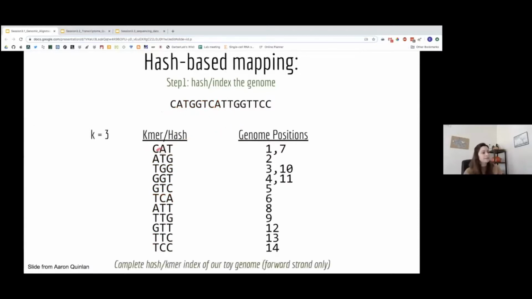But as you can see, whenever you reach a word that is repeated, so for example, we see a second occurrence of CAT here, you're also going to annotate it in the same place you had the first one. So CAT can be found in position 1 and position 7 of the genome. So this is a complete hash index of our toy genome. And now we can see how much easier it's going to be to map some read into it.